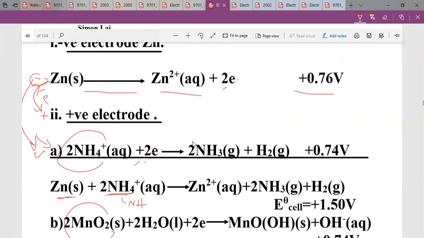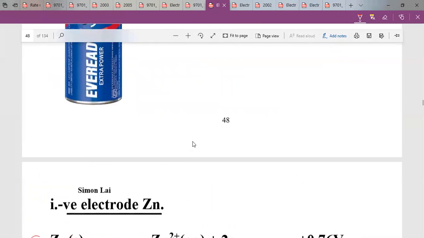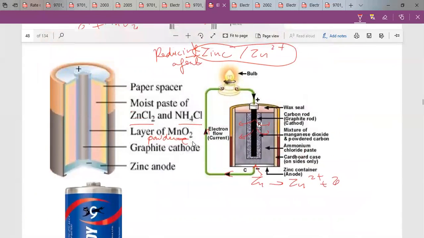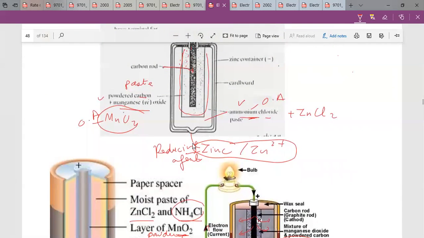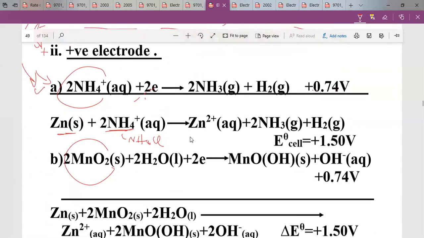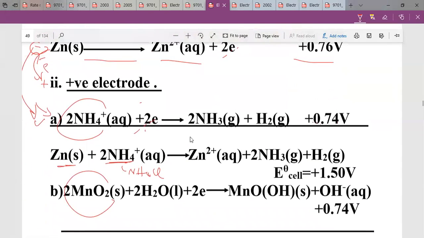From ammonium chloride here. You can see here, ammonium chloride. Okay, so ammonium ion will be reduced to ammonia and hydrogen. Actually, it's hydrogen. The H plus here is changed to H0. So you get 2 gases here, ammonia gas and of course hydrogen gas.